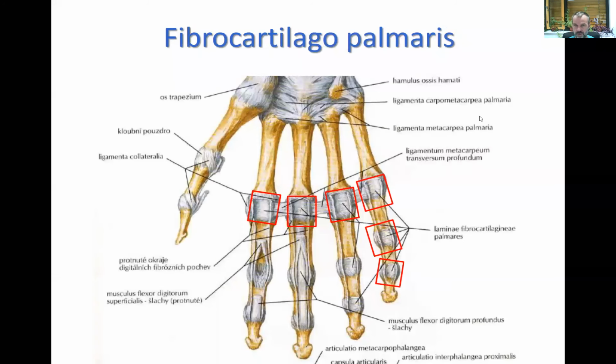Okay, so to proceed, here you can see where we can find fibrocartilages. So we have fibrocartilages here in the metacarpophalangeal area and then here in the interphalangeal area. So how many of them do we have? We have 4, 8, 12, 13, 14 palmar fibrocartilages.